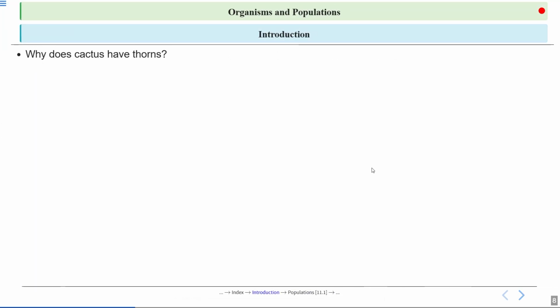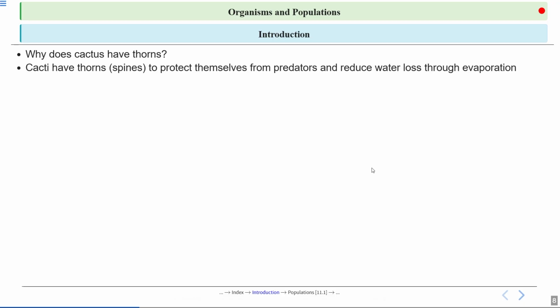Okay, next is, why does a cactus have thorns? This is a great example of how organisms adapt to their surroundings again. Cacti have spines primarily for protection and water conservation. These spines deter animals from eating the cactus and help reduce water loss from the cactus surface, because the leaves are reduced into spines. This adaptation is crucial for survival in the arid environment, in the xerophytic environment.